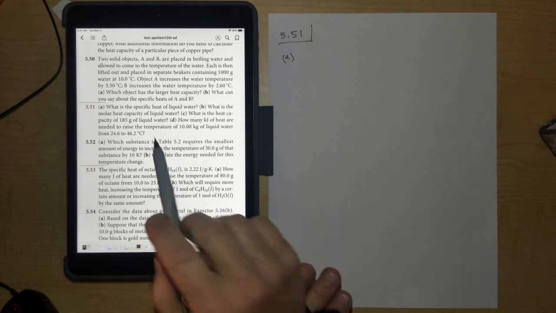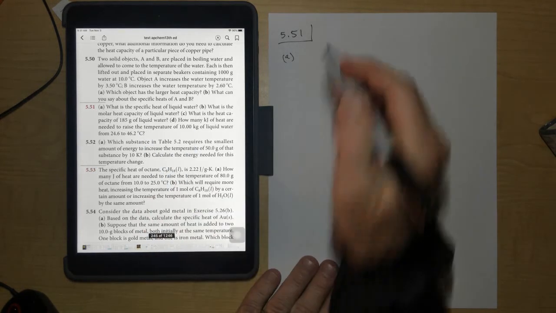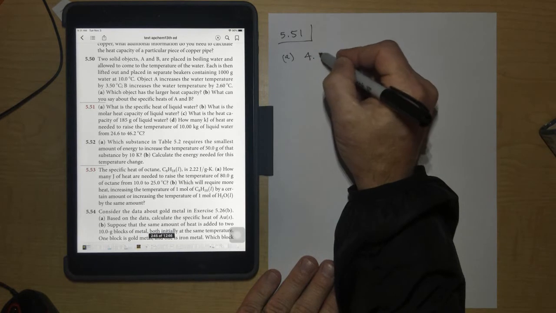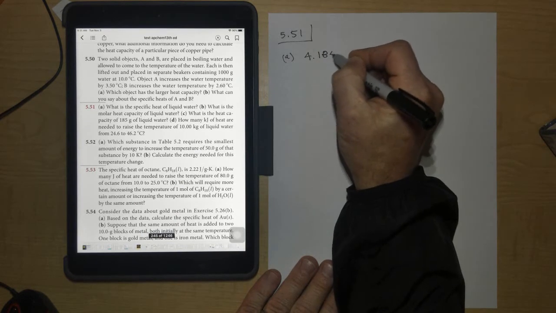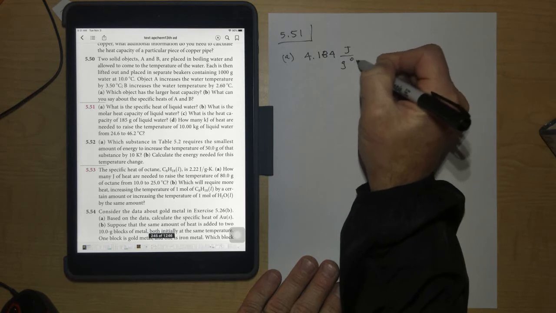So this is number 51. What is the specific heat of liquid water? The specific heat capacity of liquid water is 4.184 joules per gram degree Celsius.